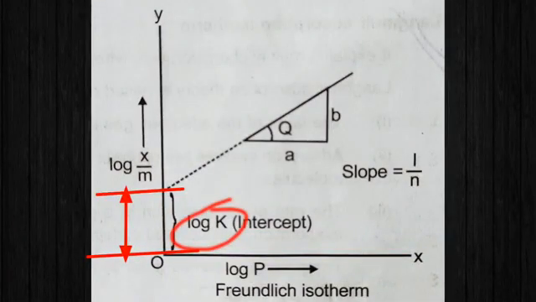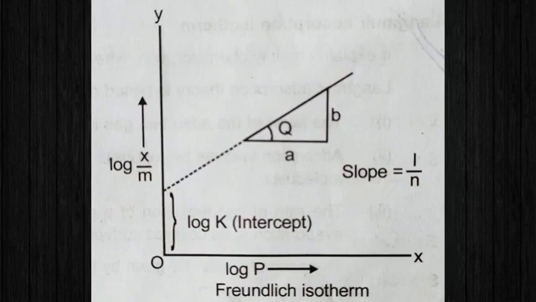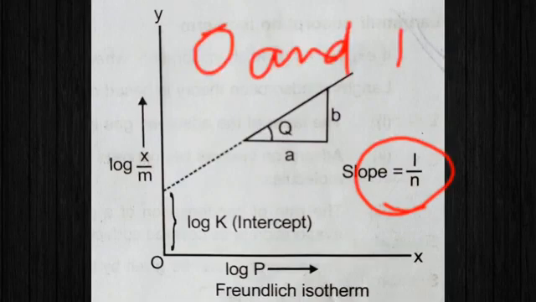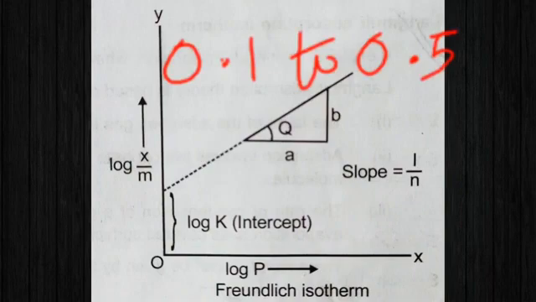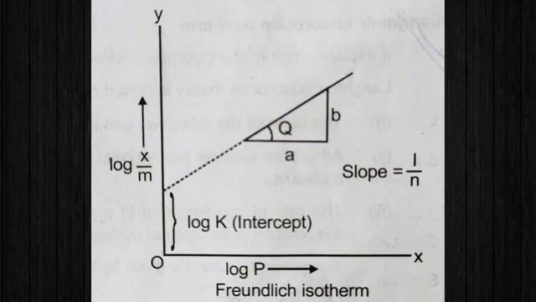So students, Freundlich isotherm explains the behavior of adsorption in an appropriate manner. The factor 1 by n can have values between 0 and 1, and the most probable range is 0.1 to 0.5. This equation holds good over a limited range of pressure.